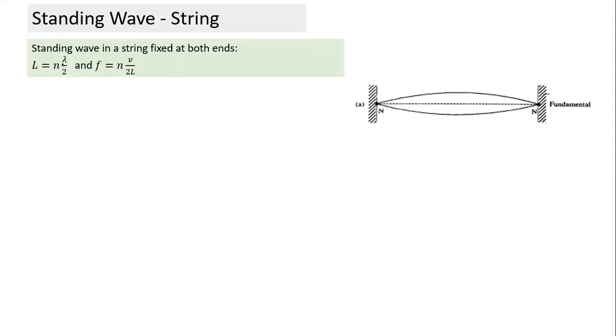The length of the string is n times the half wavelength. So L could be one half wavelength, it could be two half wavelengths, three half wavelengths, and n is the integer here. And this is the figure we see here. This corresponds to n equal to 1. So there's only one half wavelength between the two supports here.